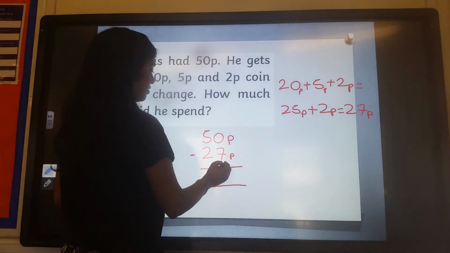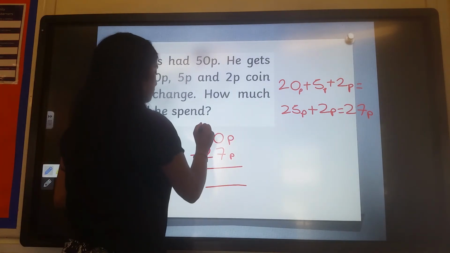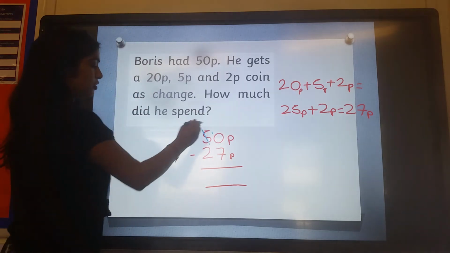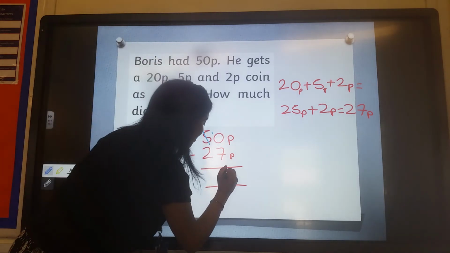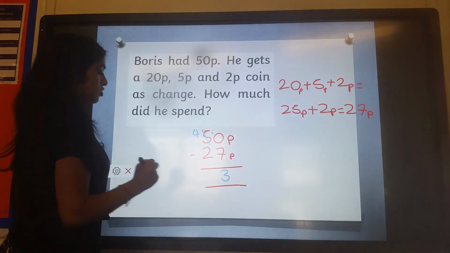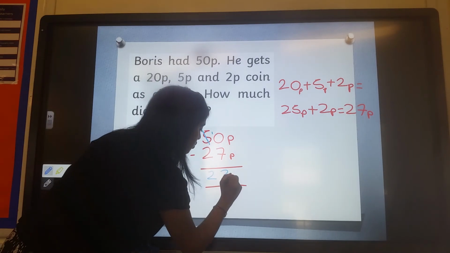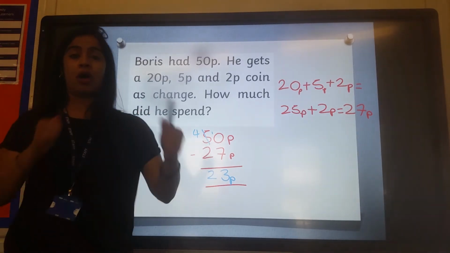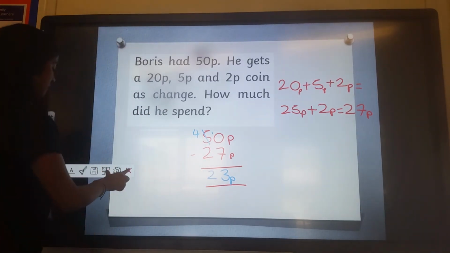So 0 minus 7, I'm not going to be able to do, so I need to go to the tens column. That becomes a 4, that becomes a 10. So 10 minus 7 is 3, and 4 minus 2 is 2. So the answer is 23p. Well done if you got that question correct.